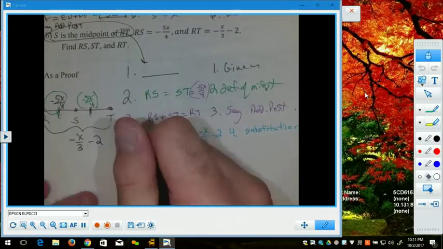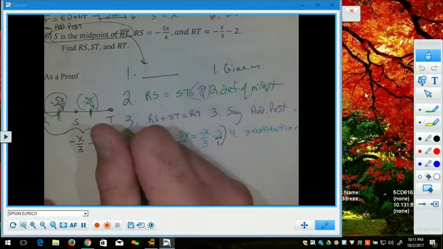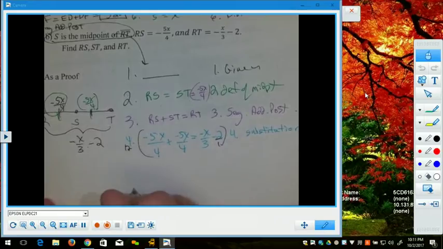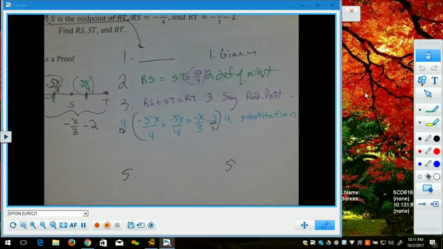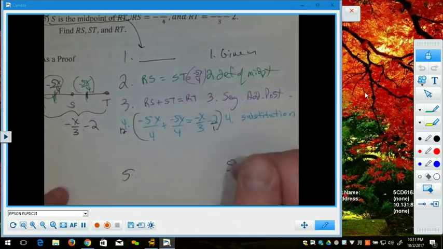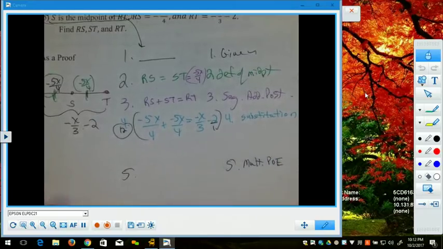And now, yay, we have to deal with fractions. So I'm going to multiply everything by the least common denominator, which is 12. And you can do any work you want between these, but your next line will be what your equation is. So because I'm multiplying both sides by 12, this is going to be multiplication property of equality.